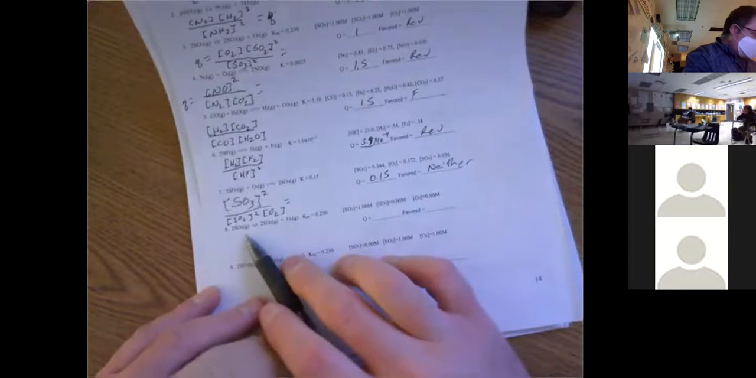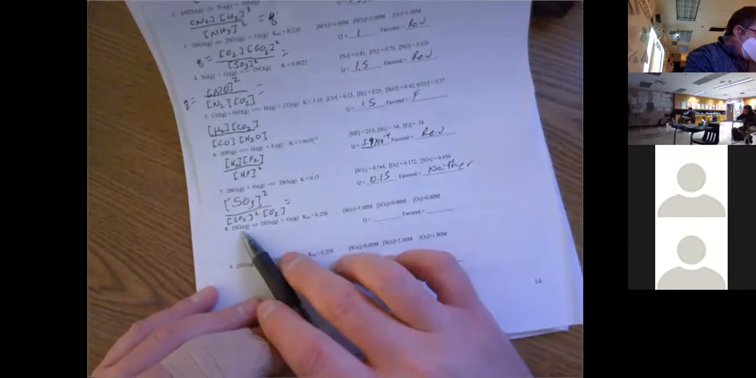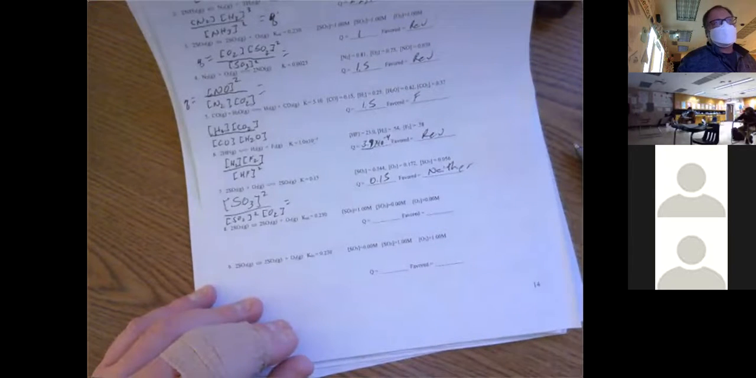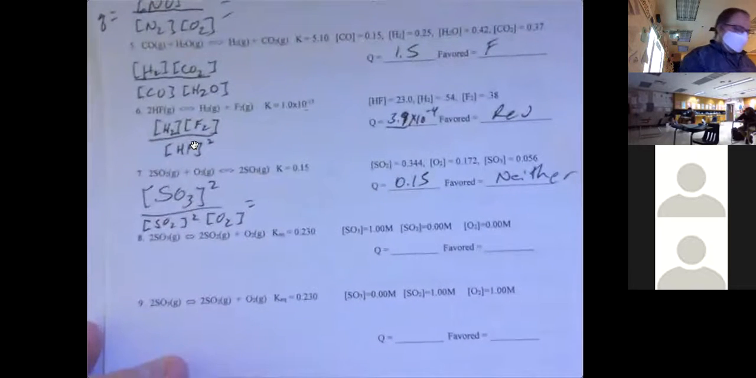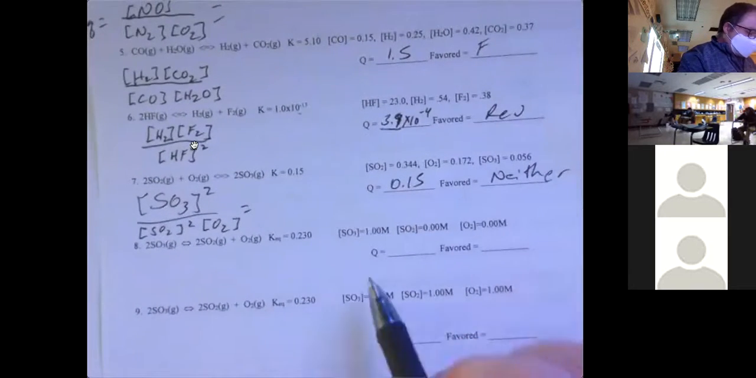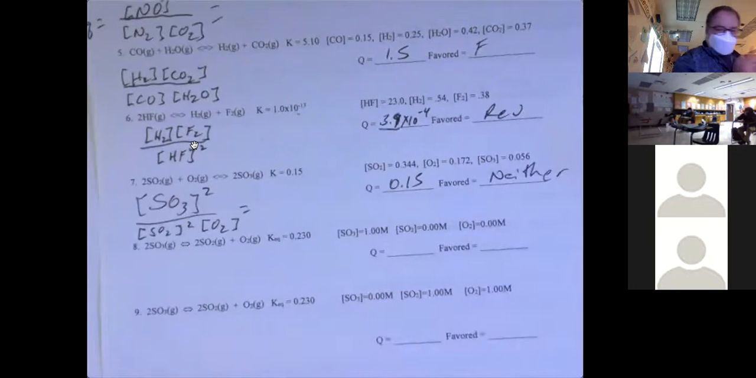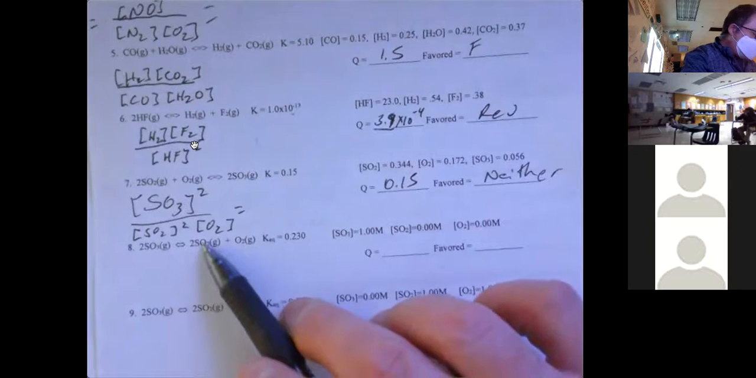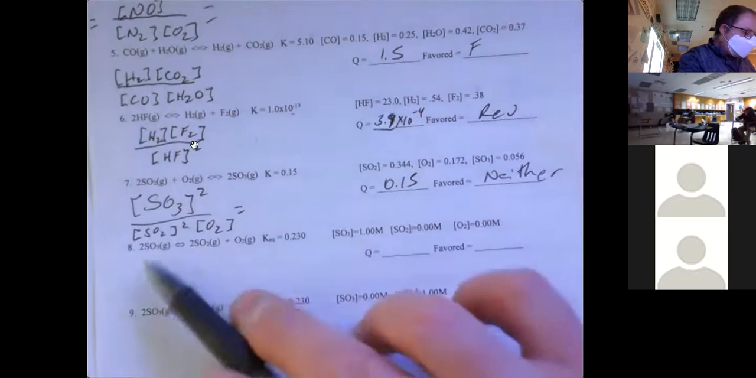All right, so if we look, last time we discussed the quotient, probably last Wednesday or Thursday. So if we take a look, we have SO3, sulfur trioxide, yielding sulfur dioxide and oxygen. This is the equilibrium constant. Zoom in on that. These are the concentrations where we are, right?